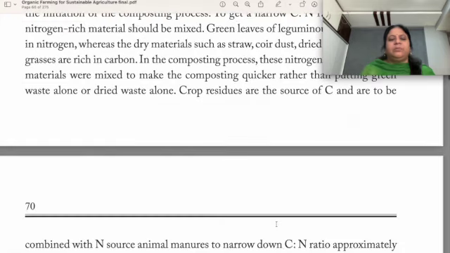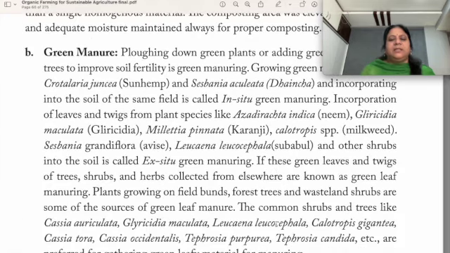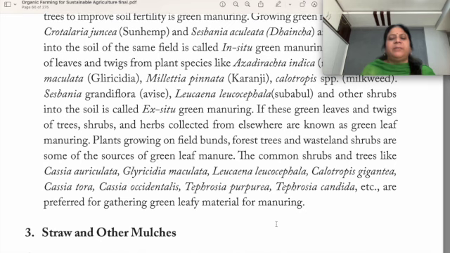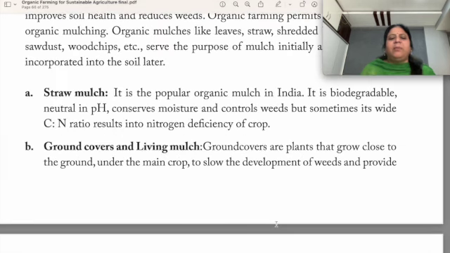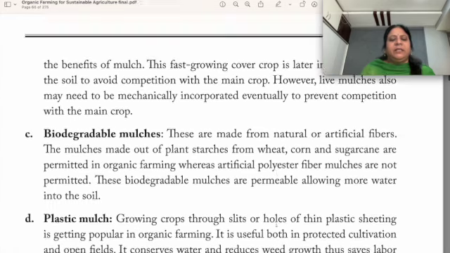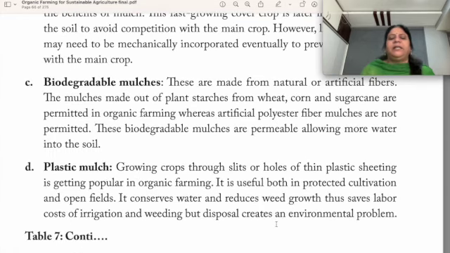Green manure also, especially with the pulses. Green manure may be in situ or ex situ. In situ, raising the crop and incorporating, or ex situ, collecting leaves from plants which are present outside the farm. Both are permitted in organic farming. Straw mulch is permitted. Ground covers and living mulches are permitted. Biodegradable mulches are permitted. Plastic mulches are permitted. Only polyester mulches are not permitted in organic farming. Even plastic mulches are also permitted.